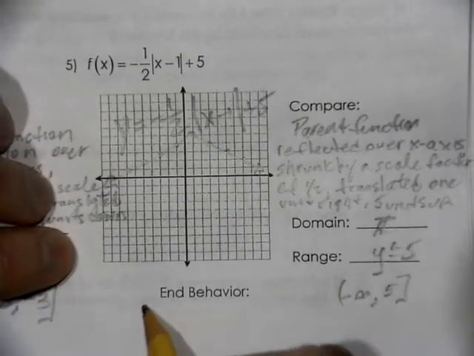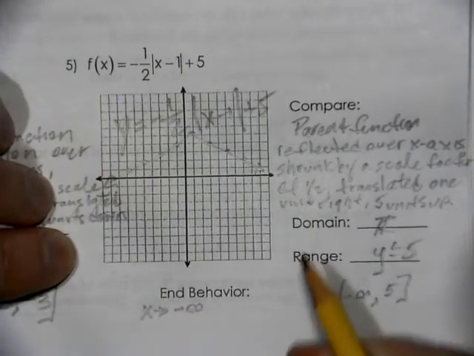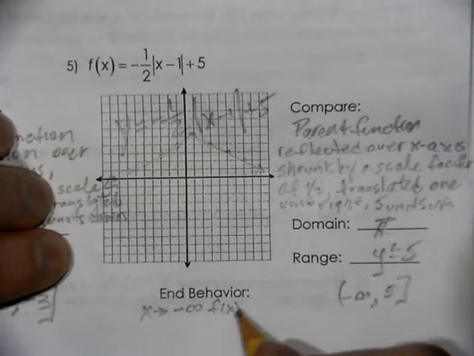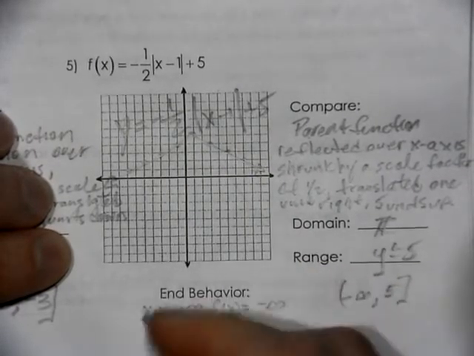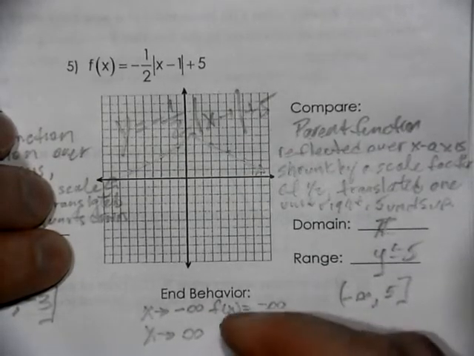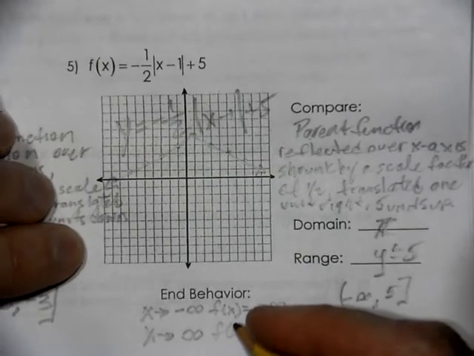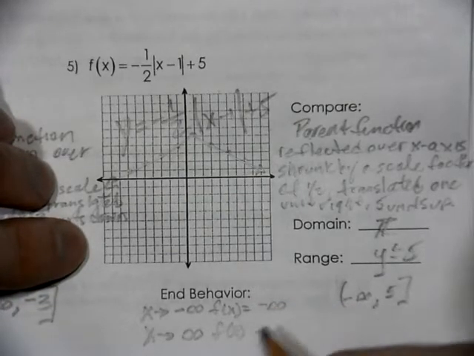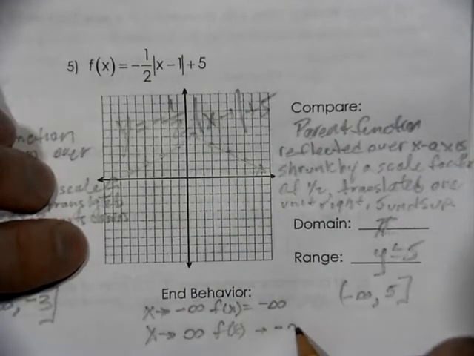The end behavior, as we look to the left, our function goes down. As we look to our right, the function goes down.